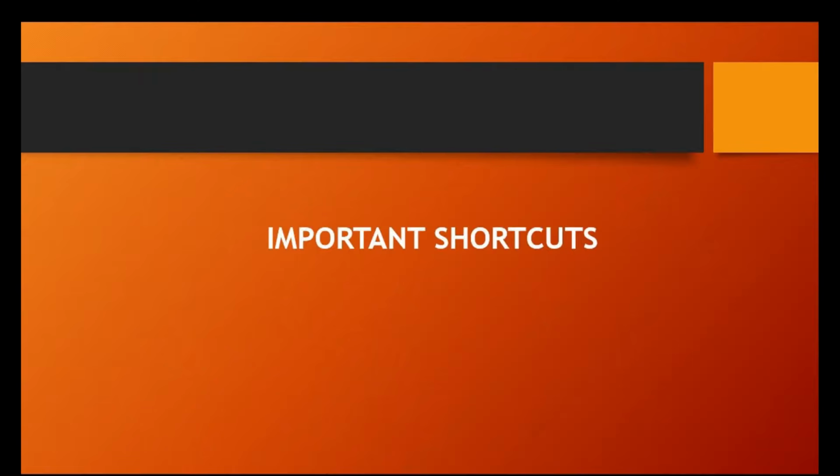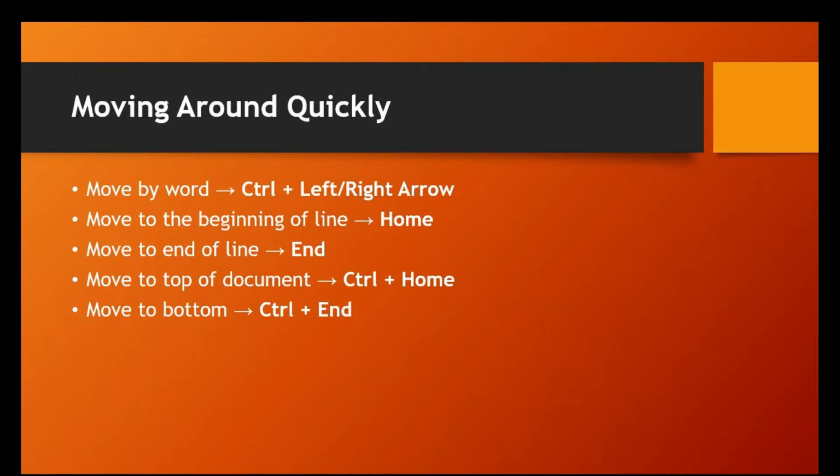To finish this module, let me show you some shortcuts that will let you move around Word easily and seamlessly. First on the list is how to move around Word quickly. To move by word, press Ctrl and the left arrow or right arrow. To move to the beginning of a line, press the Home key. And also to move to the end of a line, press the End key. Now to move to the top of a document, you press Ctrl and Home. And to move to the bottom of a document, you press Ctrl and End.